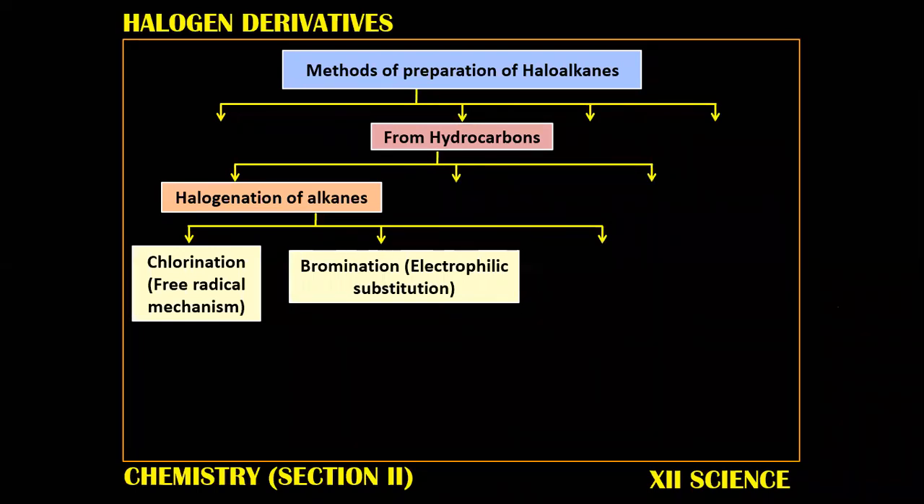Now, first one we did A part. Now B part, bromination. Write down heading B part, bromination, and in bracket you write down electrophilic substitution. Bromination is an electrophilic substitution. Now we'll do bromination in detail.